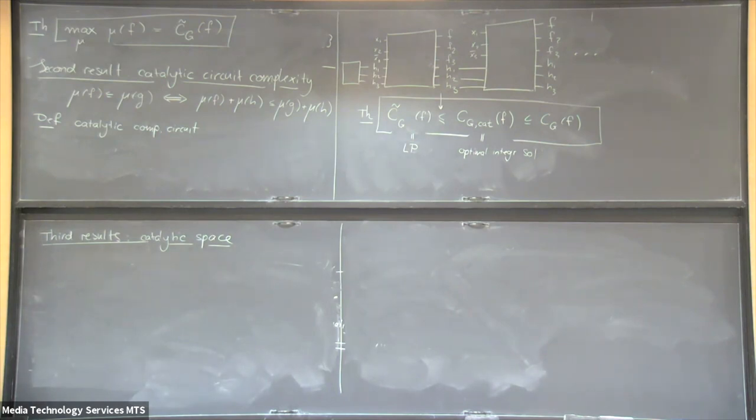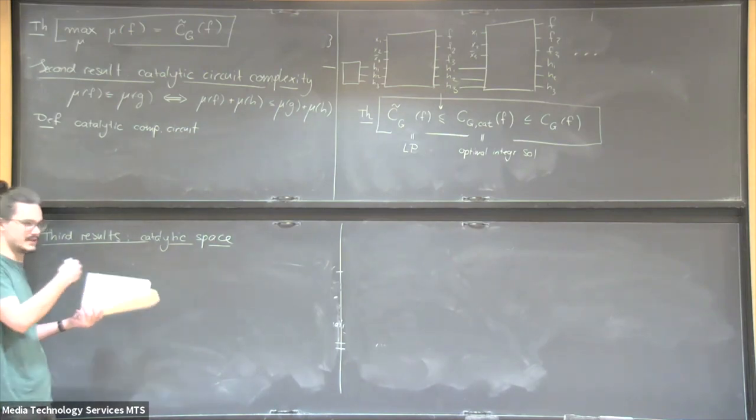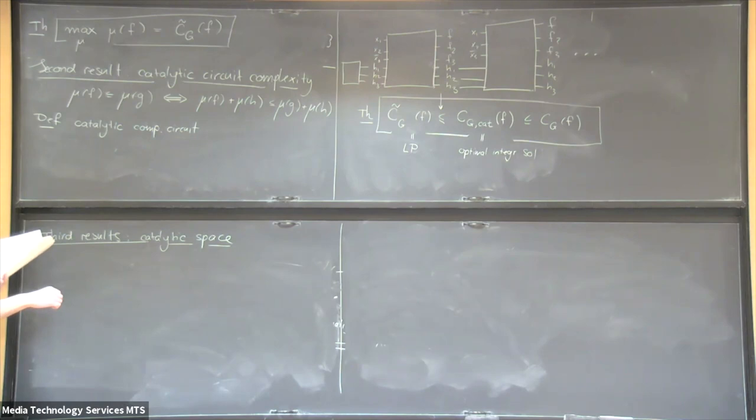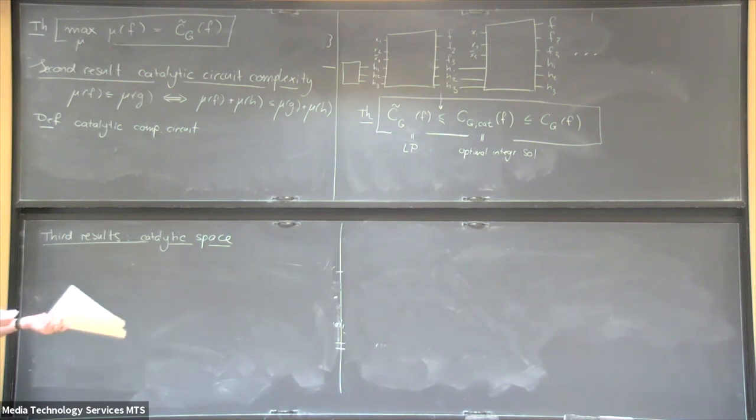Catalytic space is a computational model that was introduced in 2014 by Biermann, Cleve, Kouckỳ, Love, and Speelman. In principle, it's a Turing machine model. So you're given a Turing machine, and this Turing machine has, as usual, an input tape and a work tape, but now it also has an extra tape, which is called the catalytic tape, which you can use in your computation.